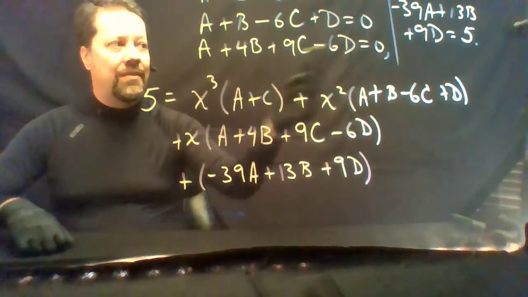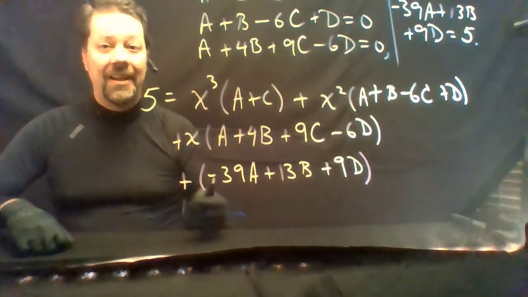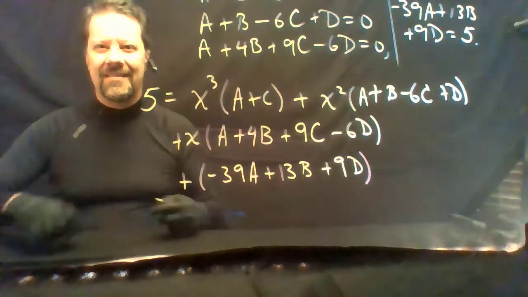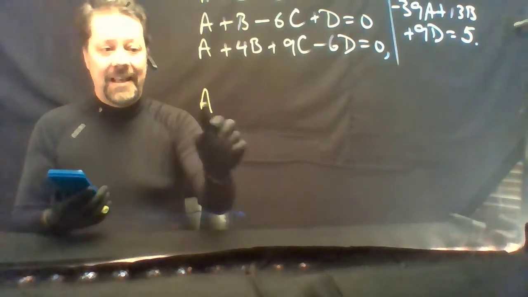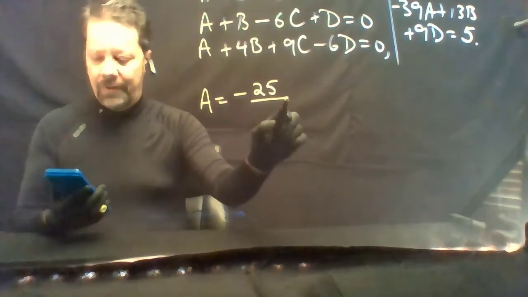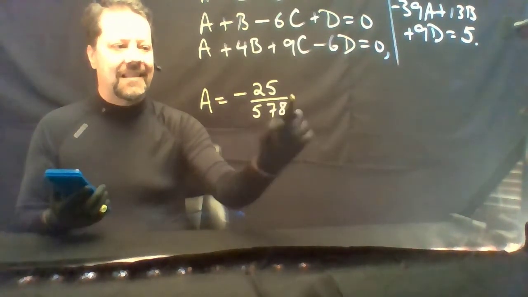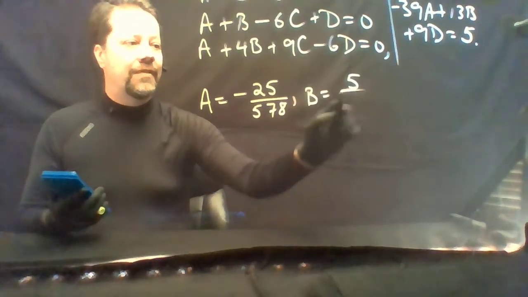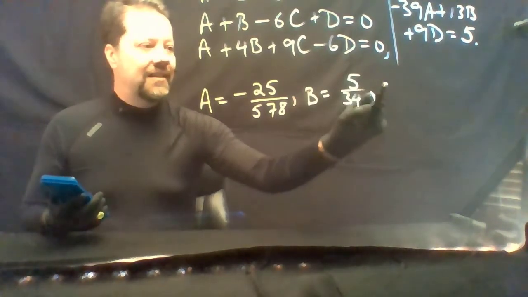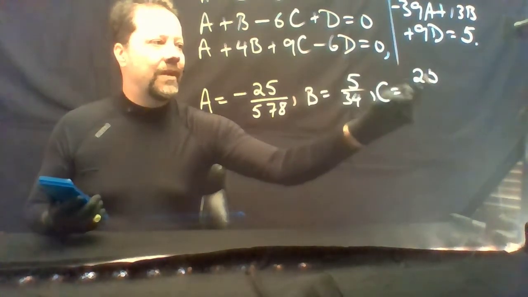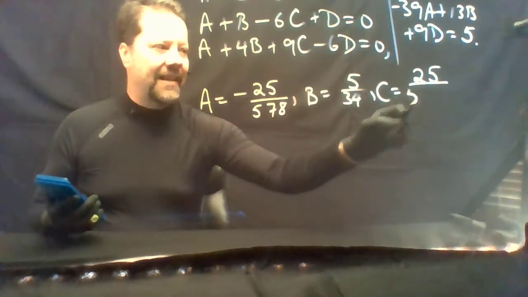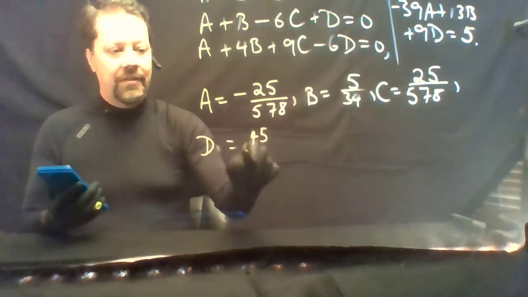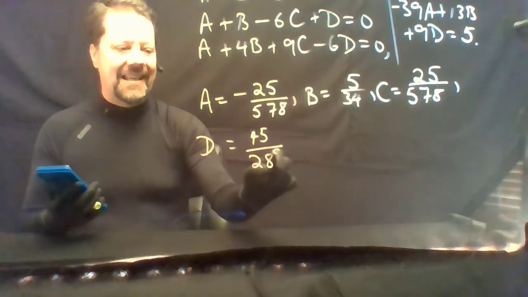We have 4 equations in 4 unknowns, a, b, c, and d. We should be able to solve for the unknowns. My calculator tells me that a is negative 25 over 578. B is 5 over 34. C is 25 over 578. And D is 45 over 289.